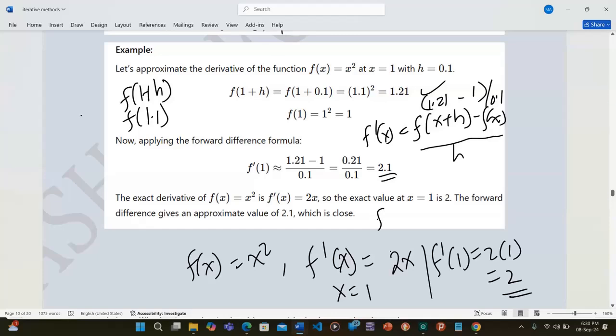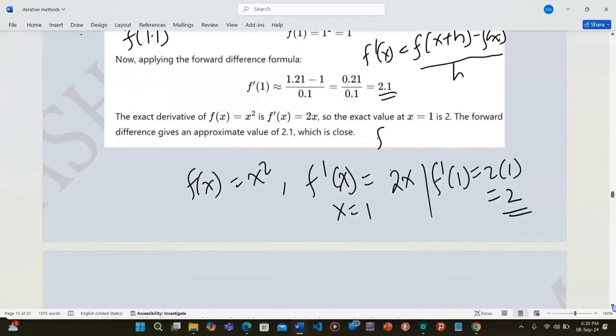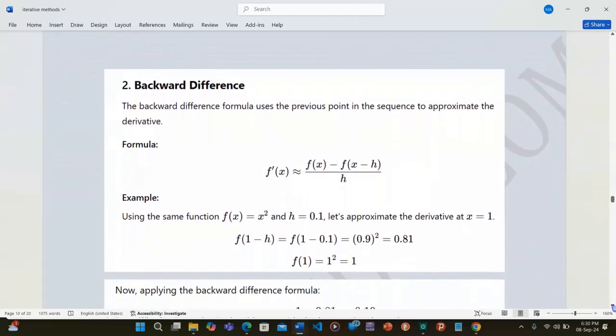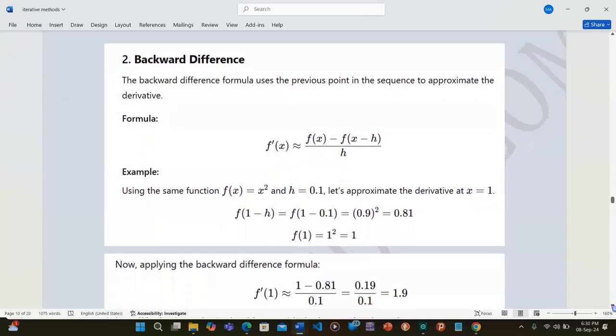We are looking at finite differences. So we have finished with the forward difference. So let's look at the backward difference. The backward difference uses a previous point. The other side, we said it uses the next point in sequence. The backward difference uses the previous point in the sequence to approximate the derivative.